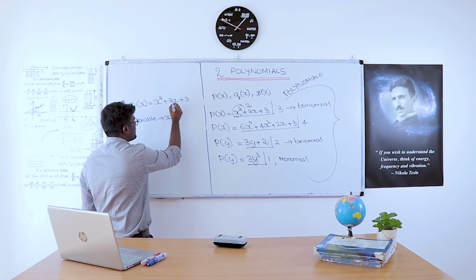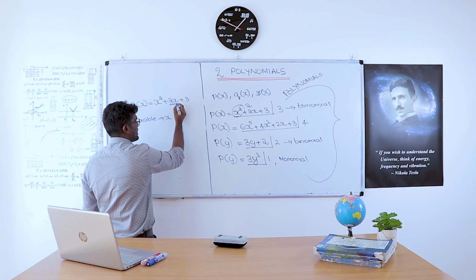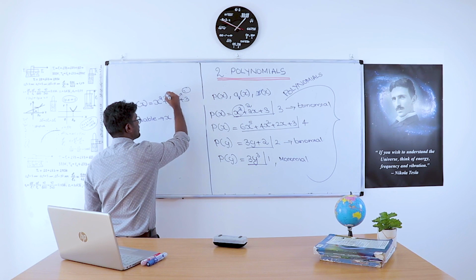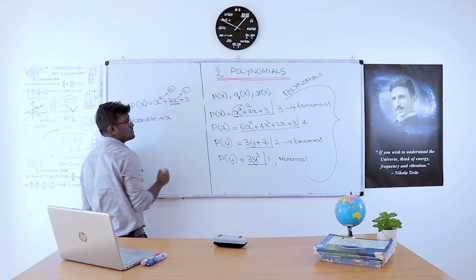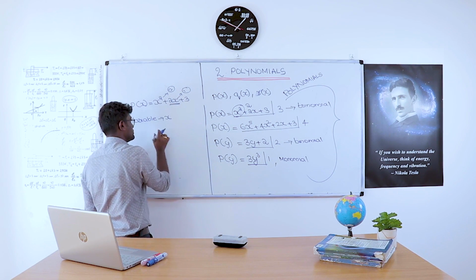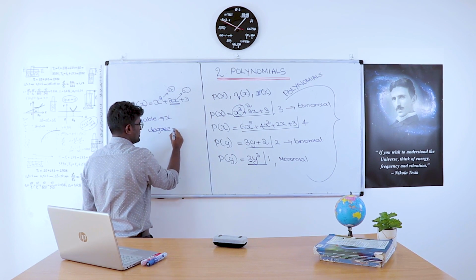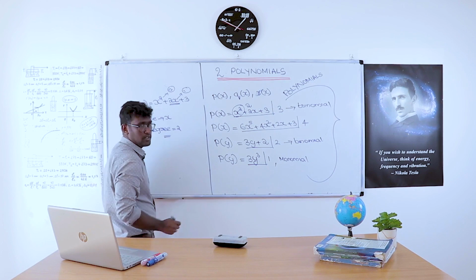Now here 2x, what is the power of that x? The power of x is 1. What is the power of x here? Power of x is 2 here. So the highest power is 2. So the degree of the polynomial here is 2. The highest power of the variable.